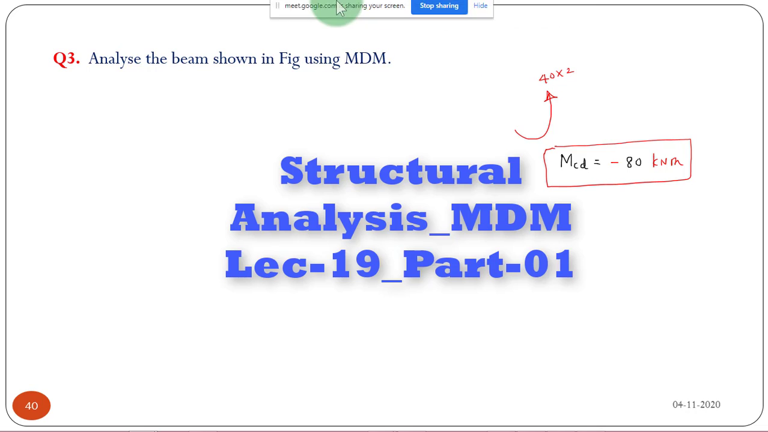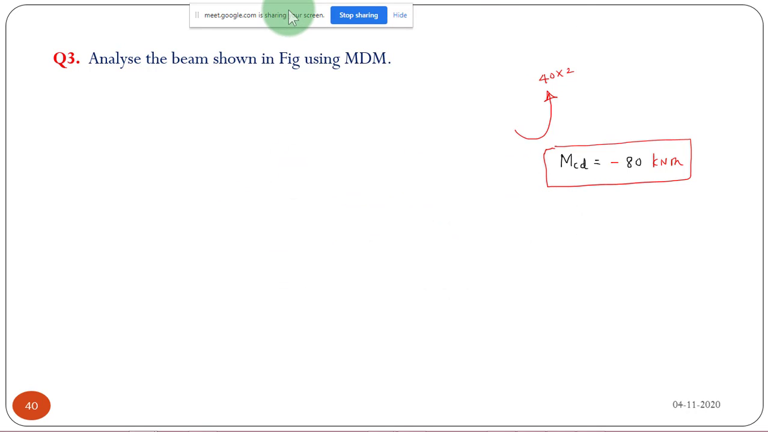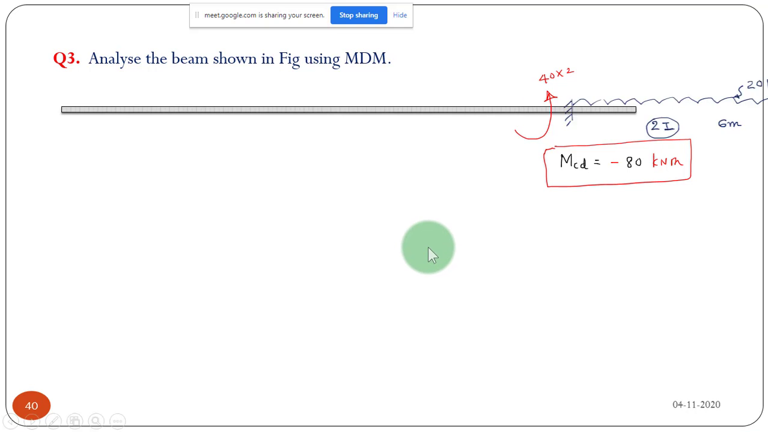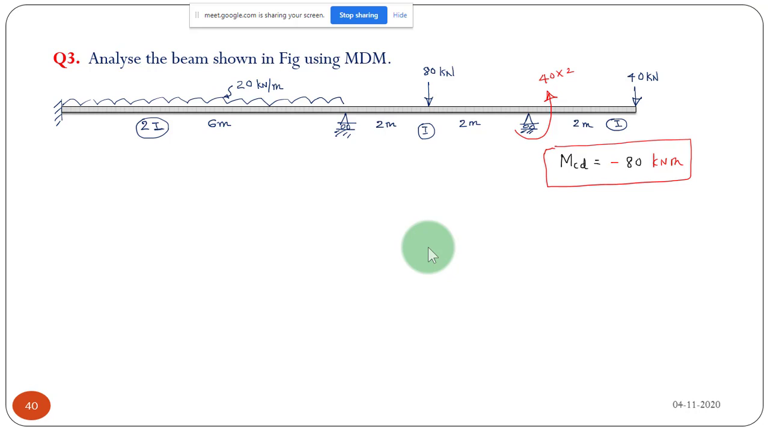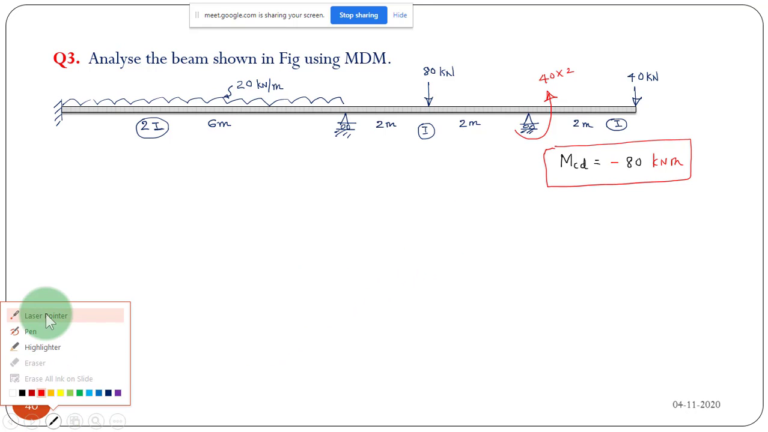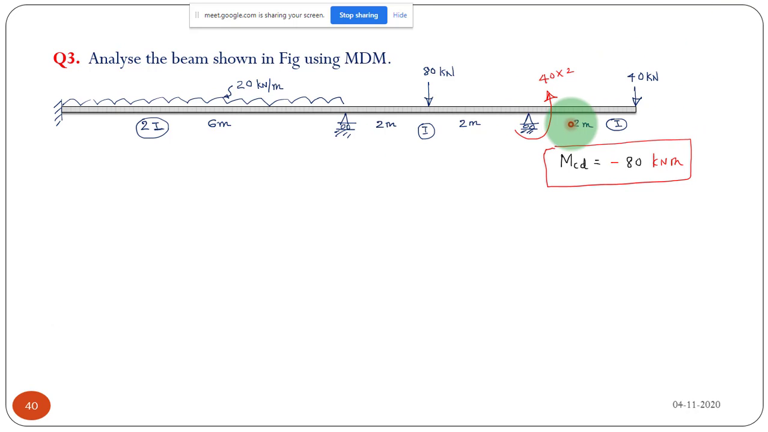Okay, this is our question. Analyze the continuous beam by using moment distribution method. This is the given question. A continuous beam is given. The only difference from the last two questions is that here we have an overhanging span. So this is the overhanging span, and because of that there is a small difference.